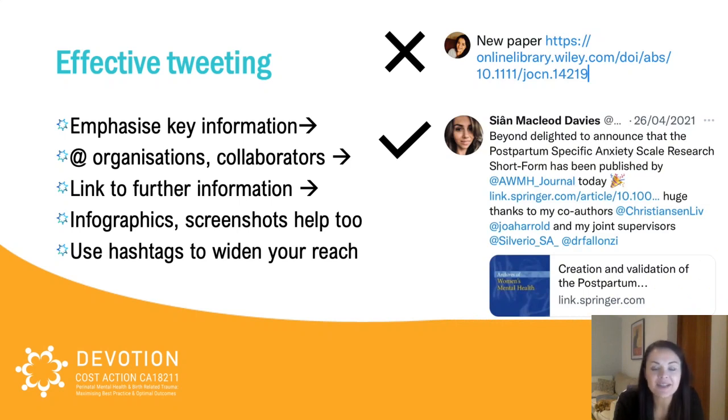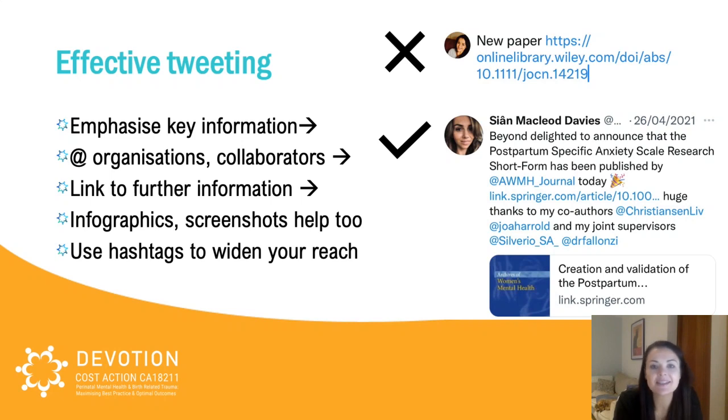Well, we're going to use an example here from Shan, my wonderful PhD student, who has really effectively tweeted about a new paper that she'd published earlier on this year. And we can see here the different tricks that Shan is using to communicate her update, but also to do so in a really effective way. Shan has included the key information about her paper. We know the topic that this paper is on. She's also tagged the journal that has published her paper and also tagged her collaborators. And this again expands the reach because you go directly onto the account of that other person.